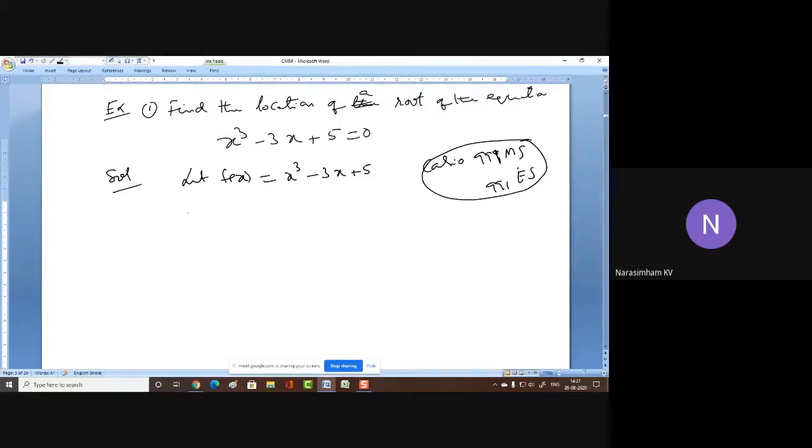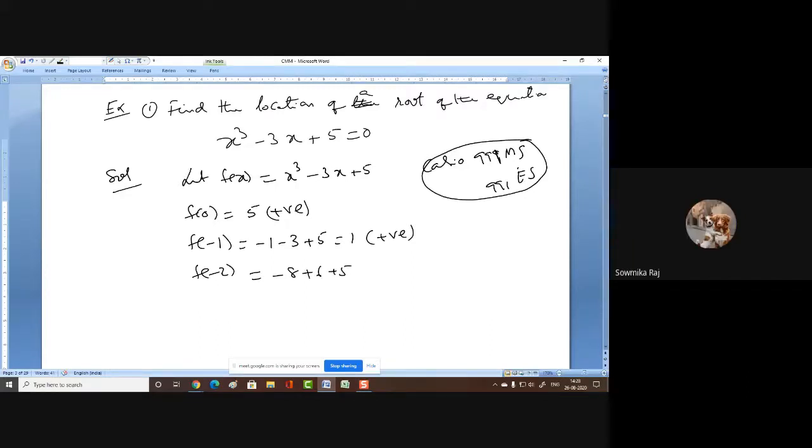Now first put x equals 0. What happens? With x equals 0, you will get 5, positive. Okay, x equals minus 1. You may take any number, no problem. With x equals minus 1, minus 1 plus 3 plus 5 gives 7, which is positive. Then f of minus 2 is minus 8 plus 6 plus 5.